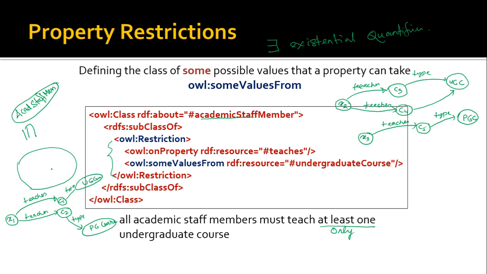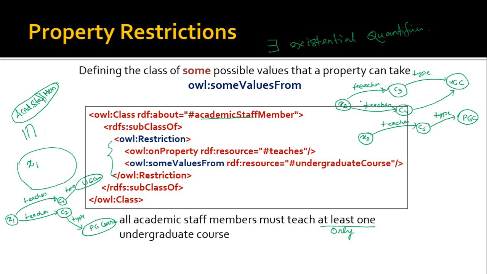So if we look at the first entity here, X1 teaches C1, which is a kind of UG course, and teaches C2, which is a kind of PG course. So this ensures that at least one course, which is C1, a kind of UG course, is taught by X1. So we will be including X1 here.